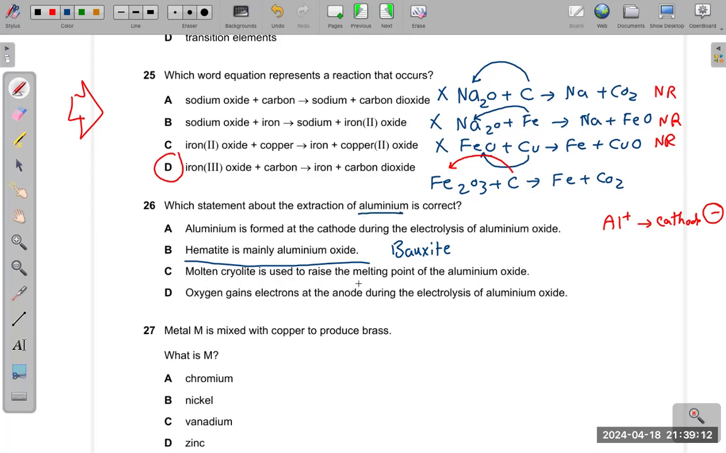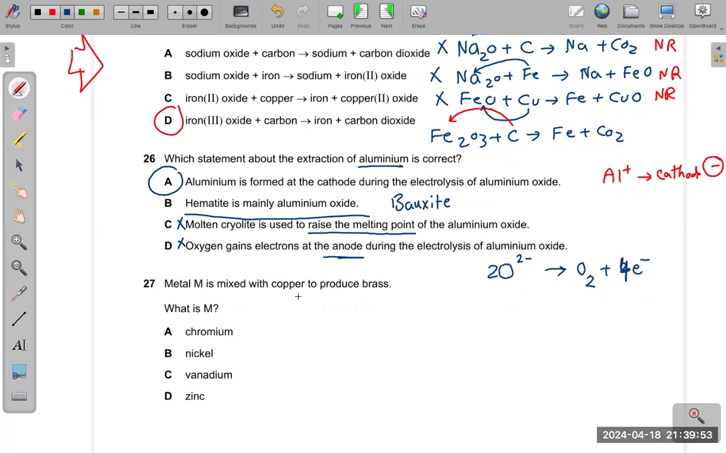Molten cryolite is used to raise the melting point of the aluminum oxide. What do you think, Youssef? Raise the melting point or lower the melting point? Lower. So this is wrong. Oxygen gains electrons at the anode during the electrolysis of aluminum oxide. No, sir. The oxide ions lose electrons to give O2 plus electrons, and the two go together, so here 2 gives 4 electrons. The oxygen loses electrons at the anode. It does not gain electrons. So the only correct answer is A.